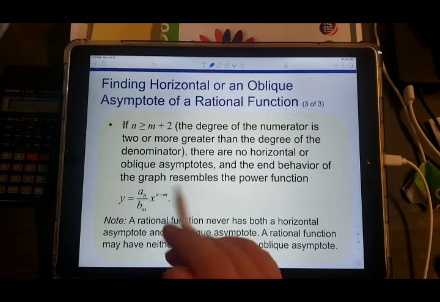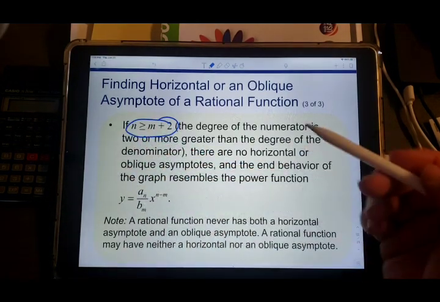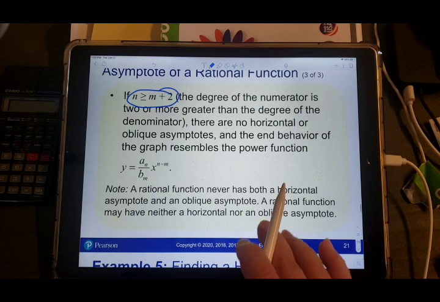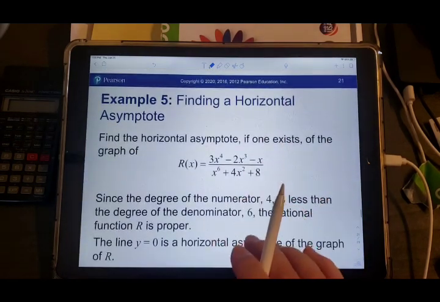We don't really have anything like this. They're saying, well, what if the degree is more than one power function? I'm just going to skip that one.